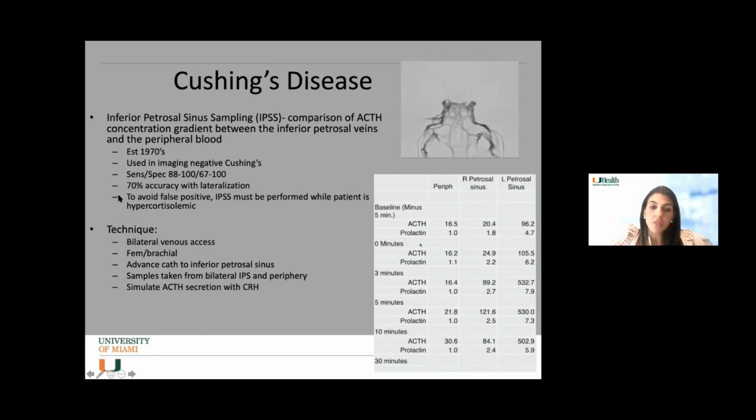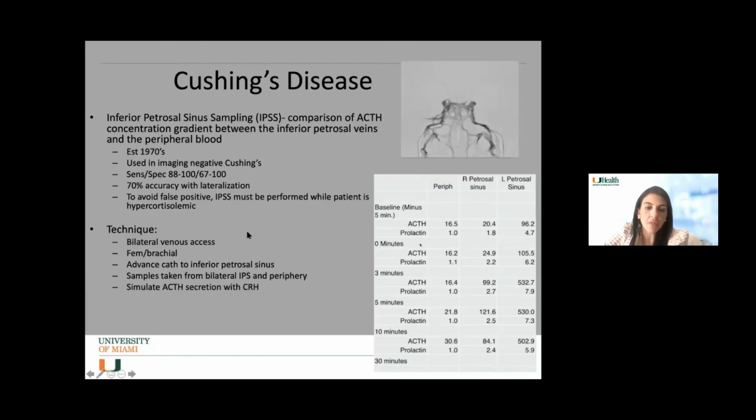And to avoid false positives, it must be performed while the patient is hypercortisolemic, and we do stimulate that with CRH, right? So why does this work? The pituitary gland is going to drain into the cavernous sinus, which is then going to drain into the inferior petrosal sinus bilaterally. So the level of ACTH within the inferior petrosal sinus compared to systemically is going to change pretty significantly. And that ratio allows you to really determine whether or not you have a true Cushing's disease.